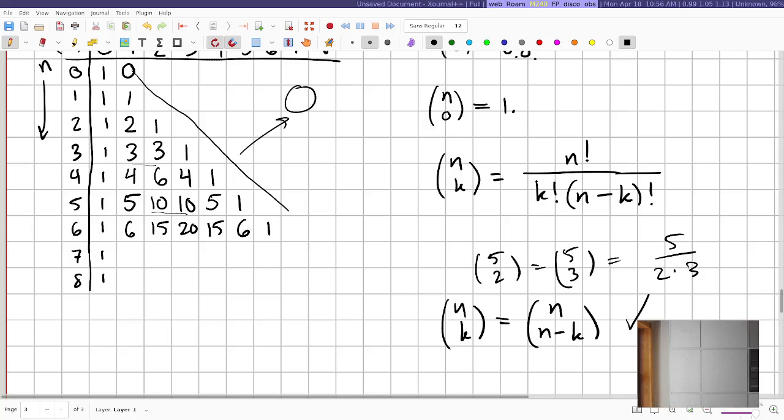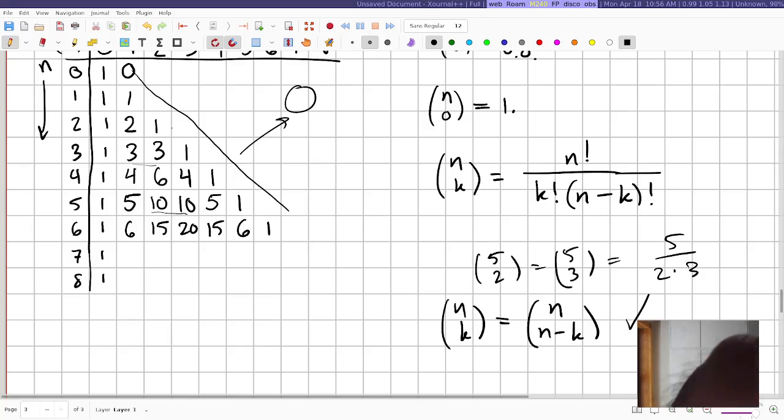It's the same. You can also just think of it in terms of, really what I'm doing is taking my set of n things and splitting it up into two sets. One of size k, one of size n minus k. And it's the same. Same number of ways.